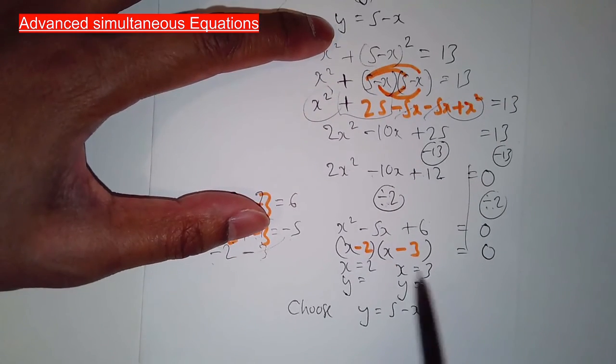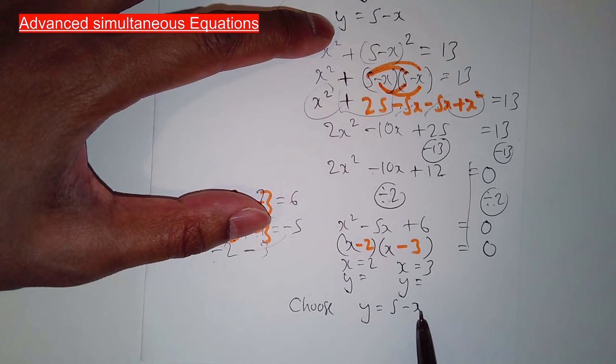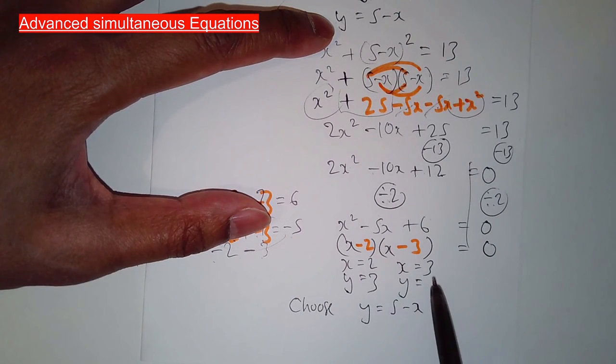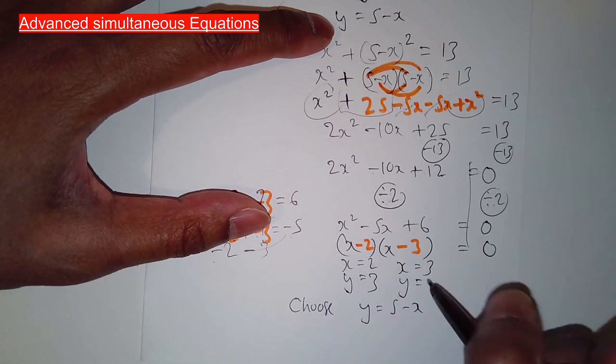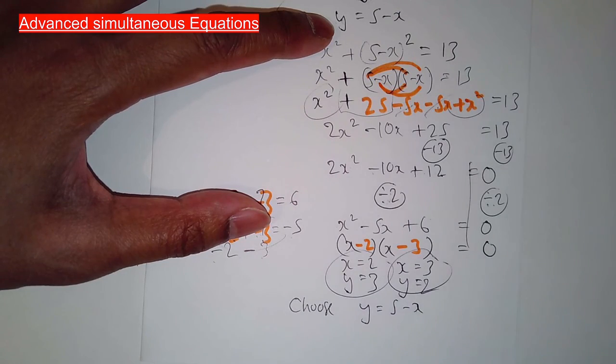We can do this in our head now because these are all positives. When x is 2, 5 take away 2 is 3. When x is 3, put it there, 5 take away 3 is 2. We've got our answers.